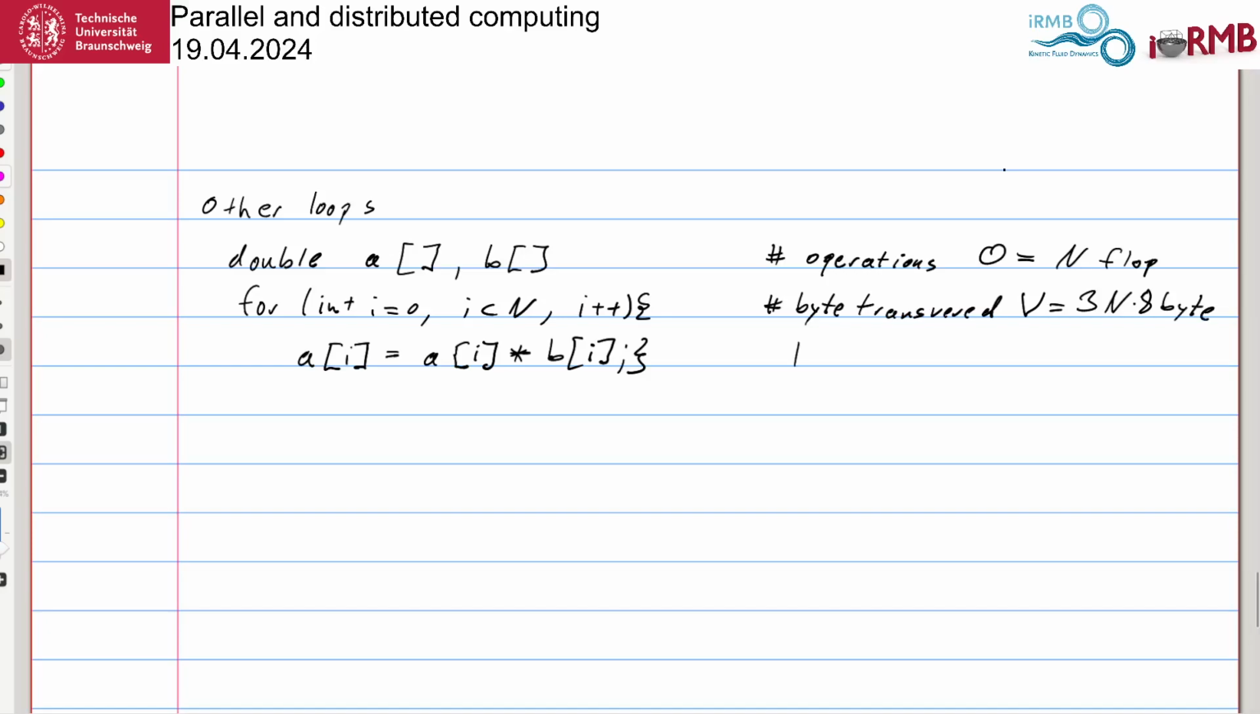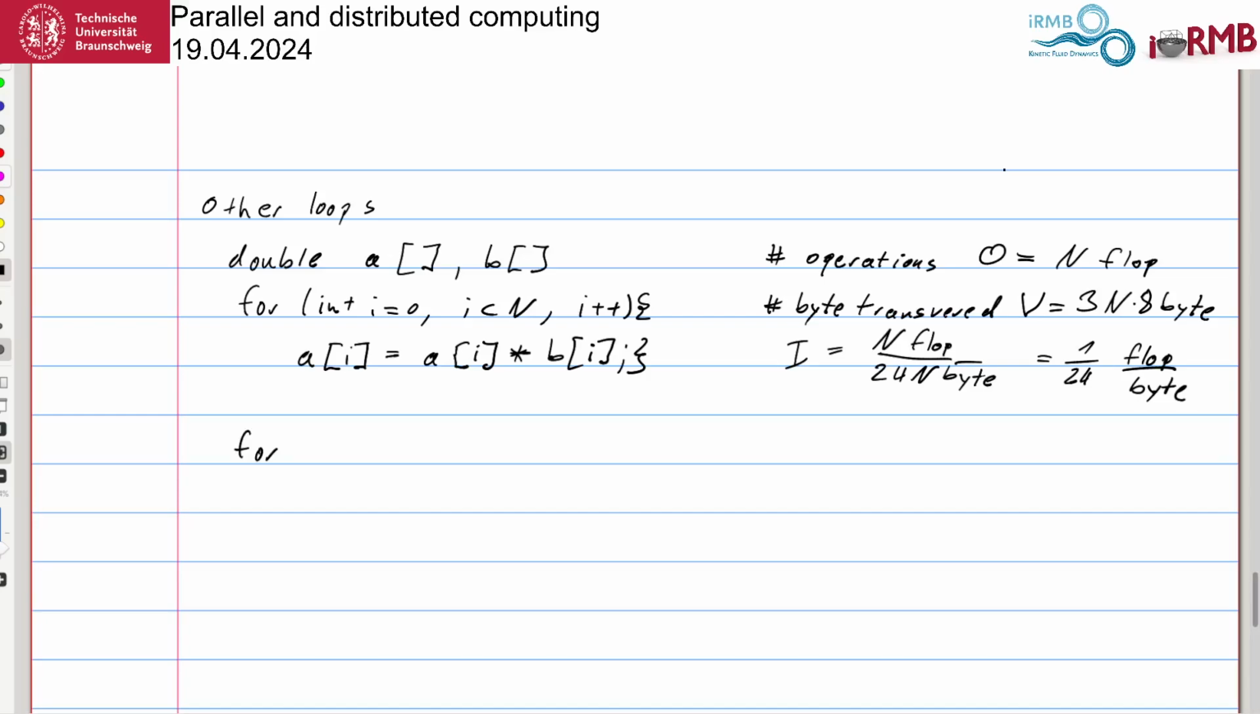So then this gives us an intensity of n flop per 24n byte, which gives you 1/24th flop per byte. So this is the intensity here, and from this intensity you can actually compute what performance you could theoretically reach, which you can take as your homework.